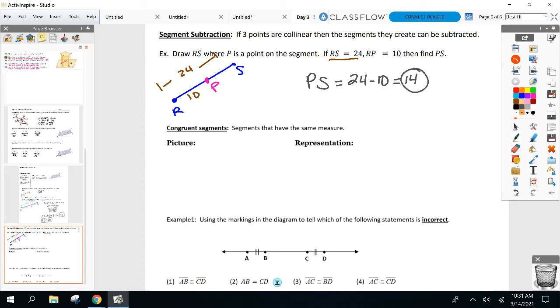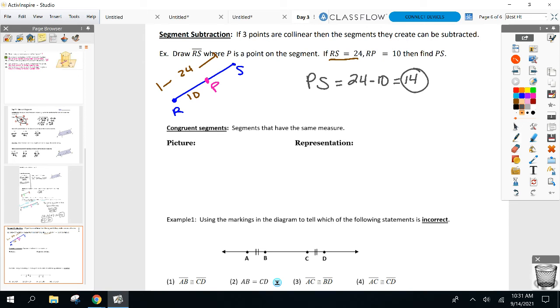Just wanted to show you can subtract them too. Okay, you feel pretty good? Because I got one more term, and this term is huge, huge term. Because we're going to be talking about it day in and day out, and that's congruent. What congruent segments are. Basically, if two segments are congruent, they have the same length.